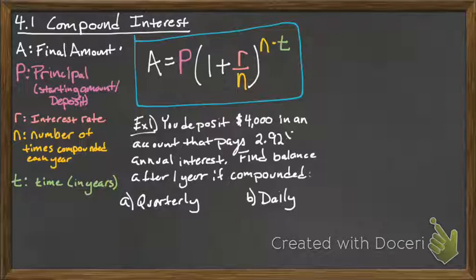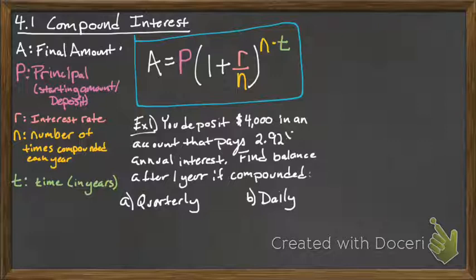So what I'm going to try to do with you guys, and make sure you have all this written down, is apply that formula to the following example. And then, of course, you'll try one on your own. Example 1 says you deposit $4,000 in an account that pays 2.92% annual interest. Your job is to find the balance after 1 year if it's compounded quarterly, and daily for part B.